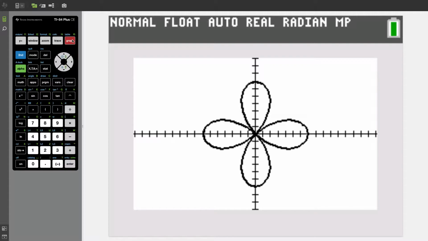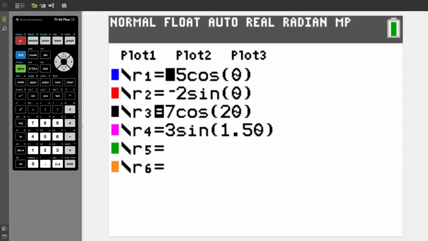Okay, my A was 7, my N was 2. Can you see either of those numbers in my rose curve? Which number can you see pretty easily? 7. 7 represents the length of the petal. Okay. So 7 is the length of the petal. I have how many petals? 4.